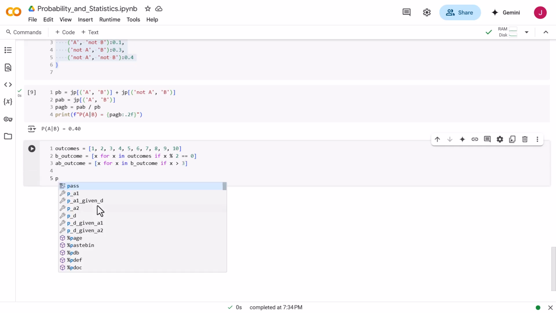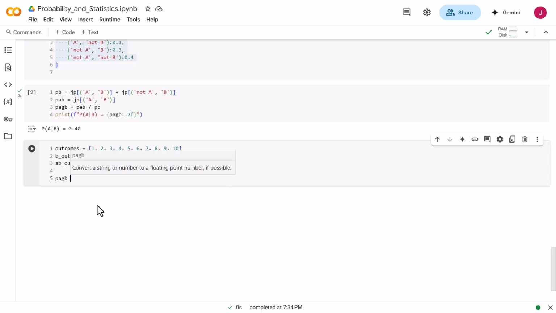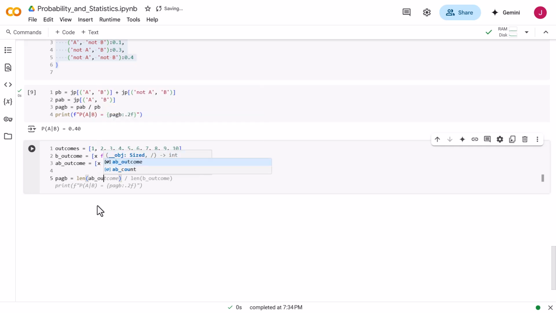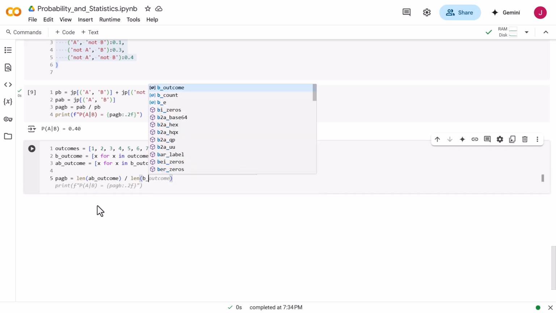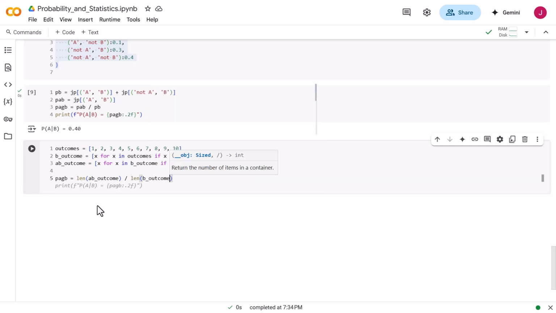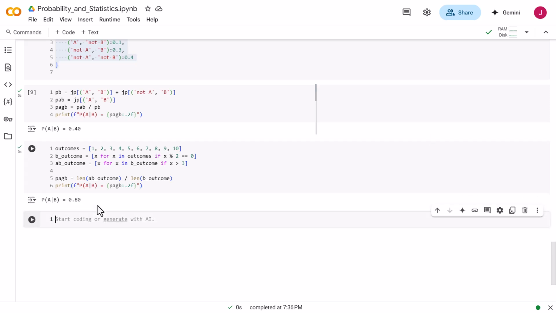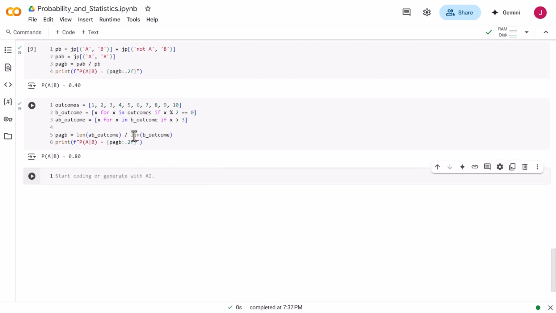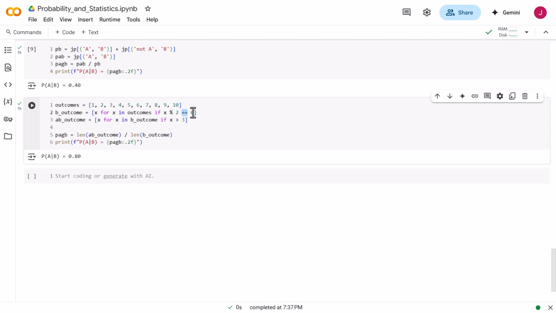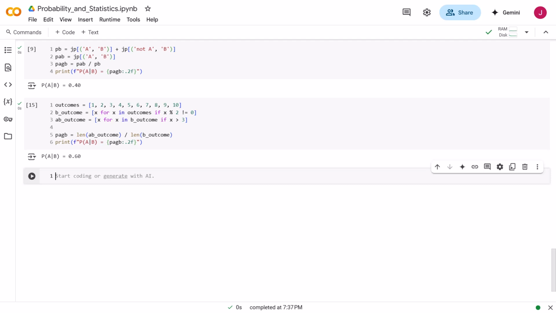Then the probability of A given B is equal to the length of AB outcome divided by the total length of B outcome, right? So then I can print it, which is 0.8. What I calculated here, I say mod 2 is equal to 0. It means even numbers, right? It's 0.8, 80%. But if I want odd numbers, I should change this one, which gives 60%.